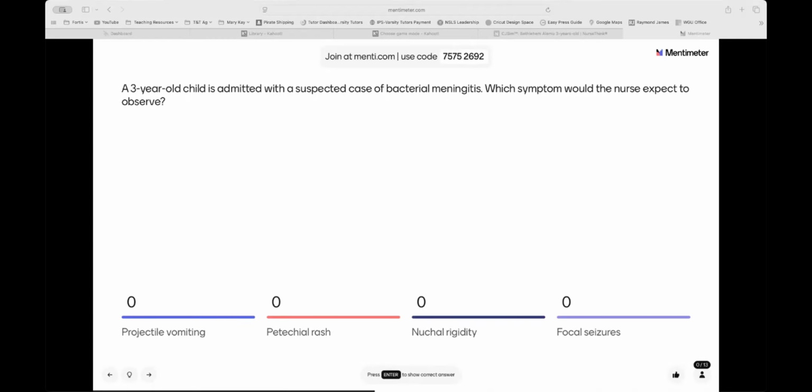Here we have a 3-year-old with a suspected case of bacterial meningitis. Which symptoms would we expect to observe?